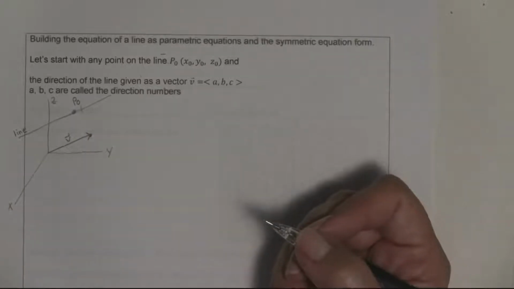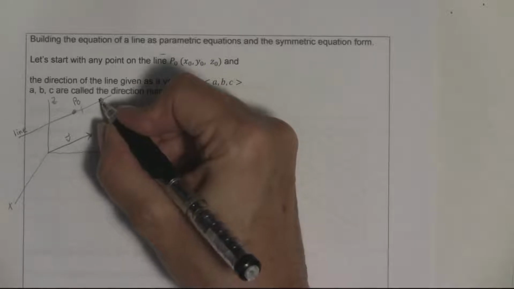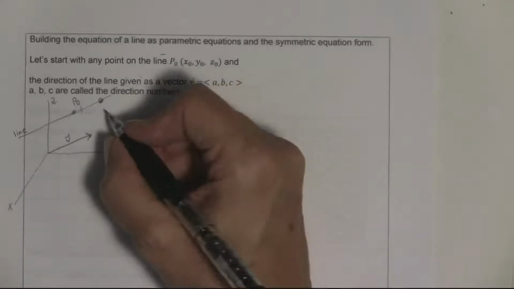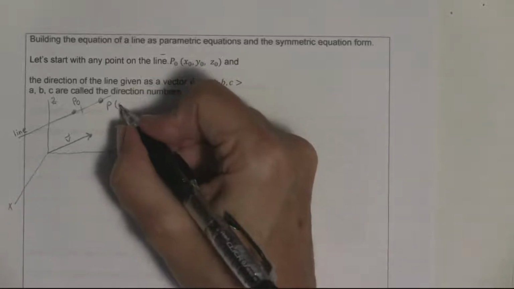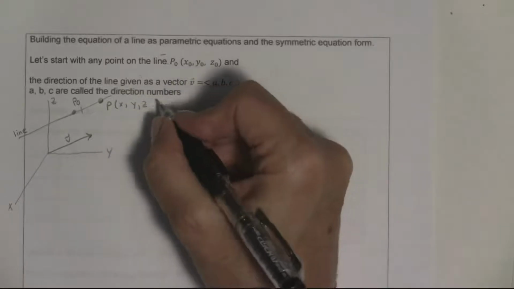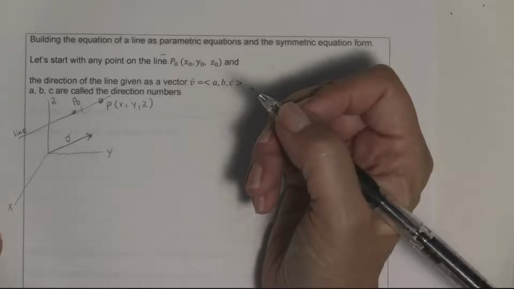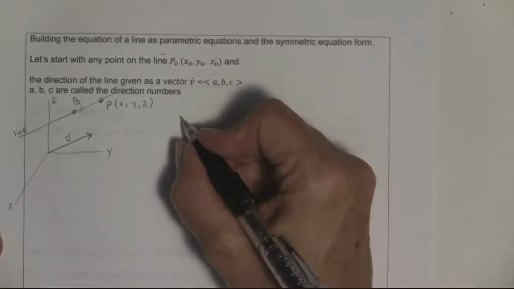Now there are infinitely many points on that line, and I'm just going to pick one of them. And I'm going to just put that point right here that I've just picked. I could have picked any point. I could have picked a point over here or wherever. This is just arbitrary. I'm going to call that point P, and I'm going to name the coordinates of that point X, Y, and Z.